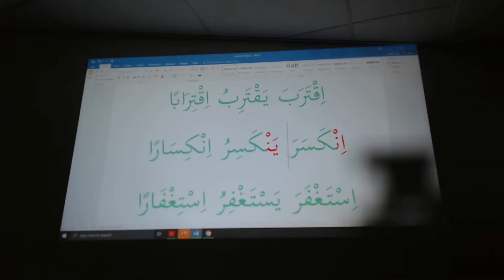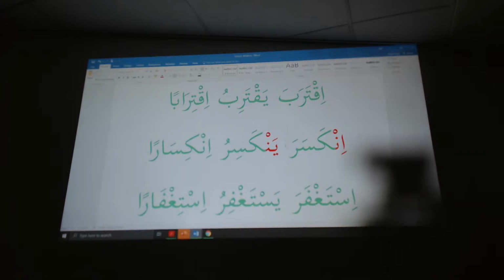So that's how you remember. So everybody do this family with me. Do not mention a majhul. No majhul. 3, 2, 1, go. Inkasara yankasiru inkisaran fahuwa munkasirun. Al-amru minhu inkasir. والنهي عنه لا تنكسر والظرف منه منكسر. Easy. Very easy.